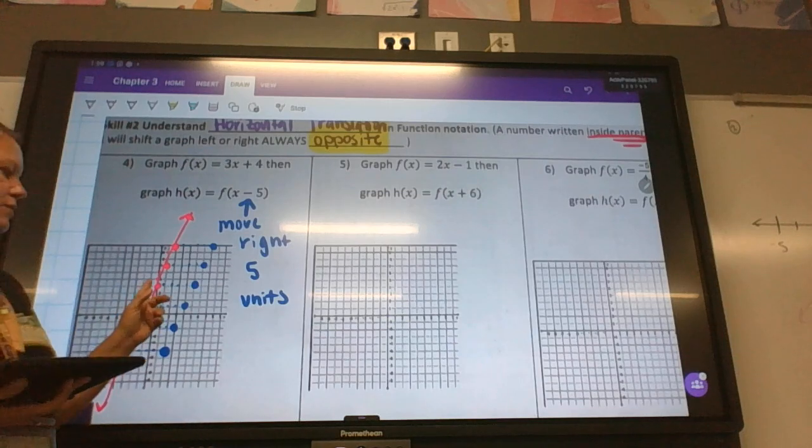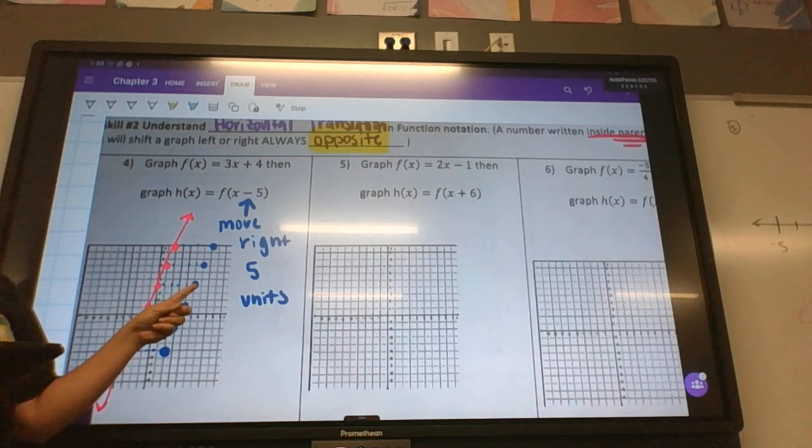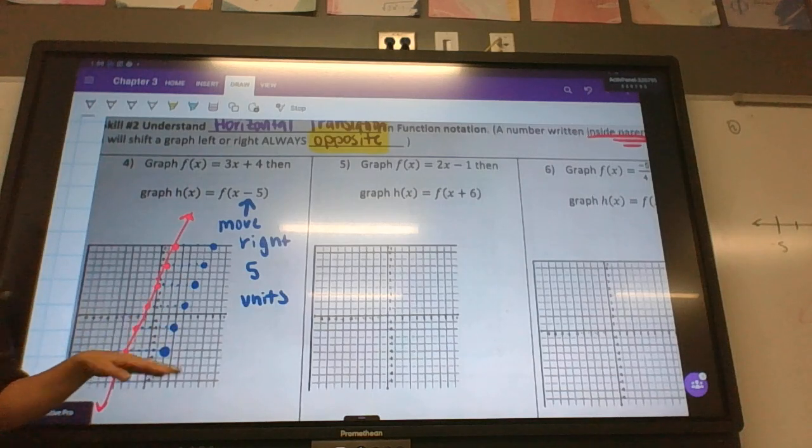Yeah, if you just want to move 1, and then you can do the slope pattern because it's parallel. It's the same slope.